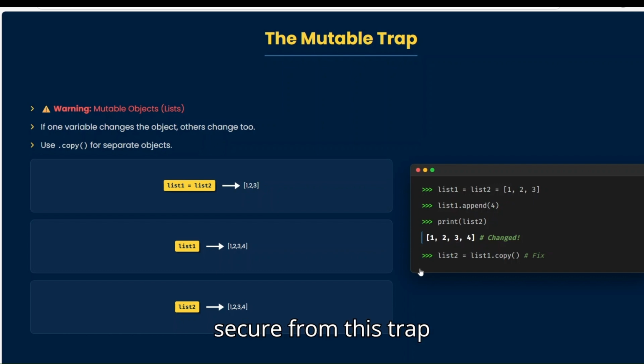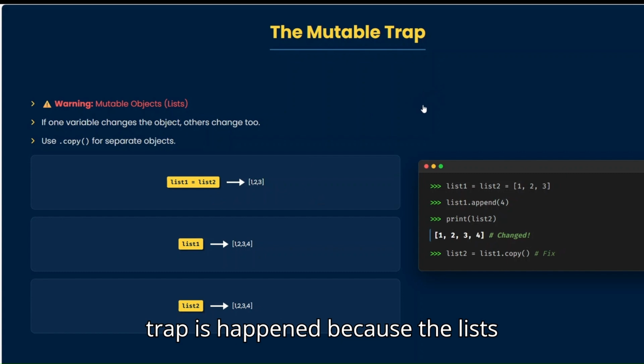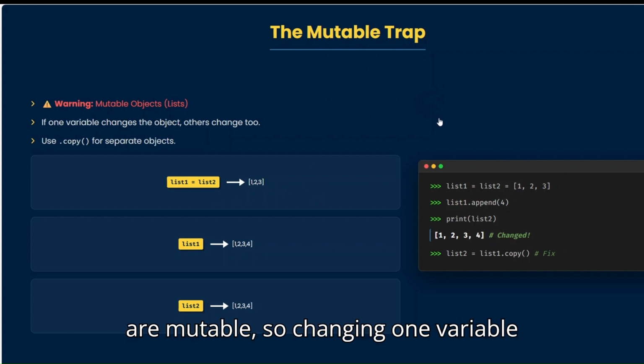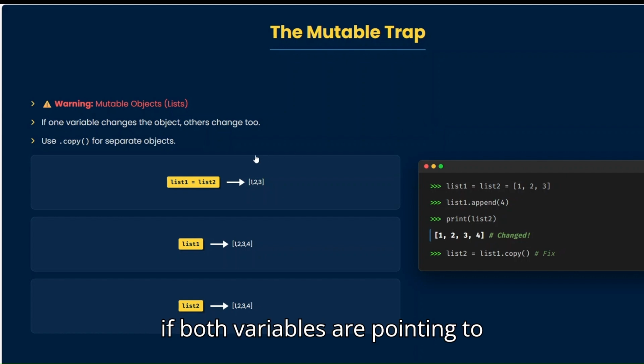So to protect against this trap, always copy the mutable object, meaning list 2 will copy list 1. By this, list 2 will not change when list 1 is changing, because the trap happens since lists are mutable. So changing one variable will change the other variable also if both variables are pointing to the same object.